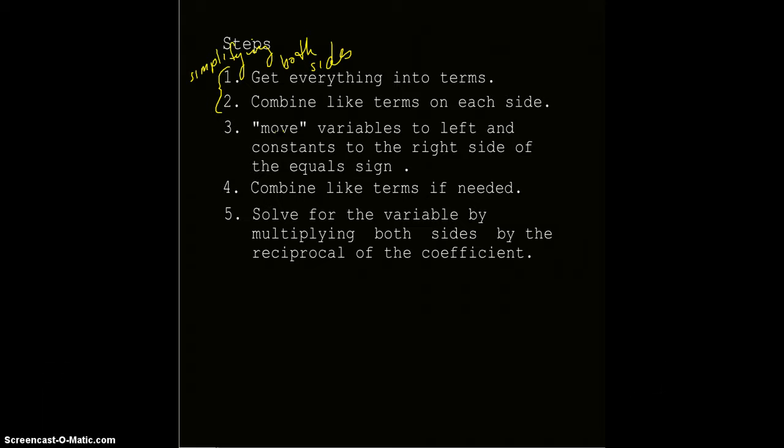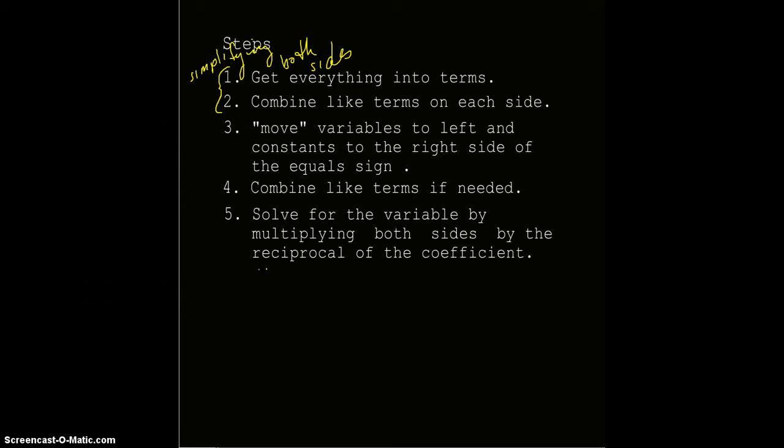3, we're going to move, and I put that in quotes, we're going to move variables to the left and to the right, and I should say, perhaps, terms with variables in them to the left, and constants or numbers to the right side of the equal sign. So we're going to put all the variables on one side and all the constants on the other side. We'll do that by adding or subtracting on both sides. Then we'll again combine like terms if needed. And finally, we're going to solve for the variable, and I'm going to show you a way to do this by multiplying both sides by the reciprocal of the coefficient.